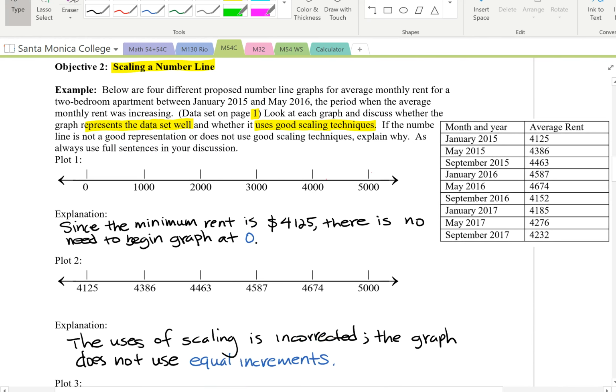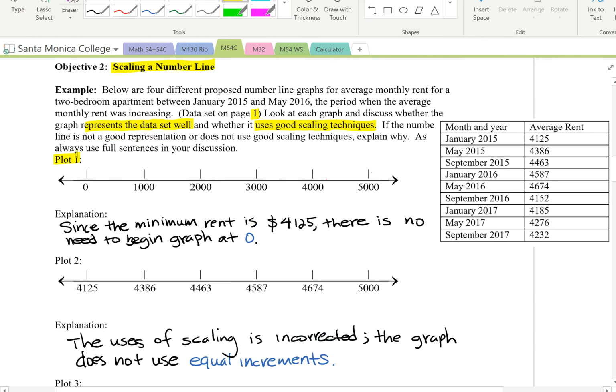Below are 4 different proposed number line graphs for average rent for a 2-bedroom apartment between January 2015 and May 2016, the period when the average rent was increasing. For the data set on page 1, I made a copy here. Look at each graph and discuss whether the graph represents the data well and whether it uses good scaling techniques. If the number line is not a good representation or does not use good scaling techniques, explain why. As always, use full sentences in your discussion.